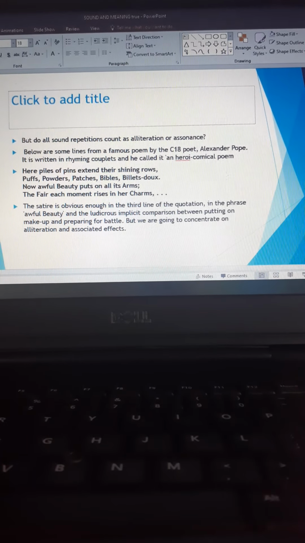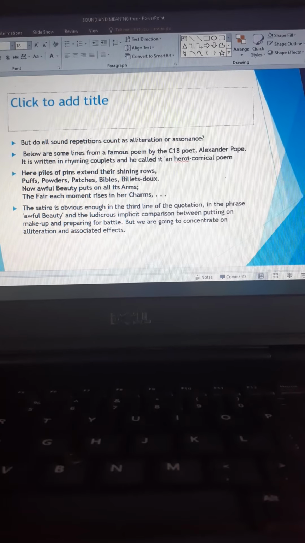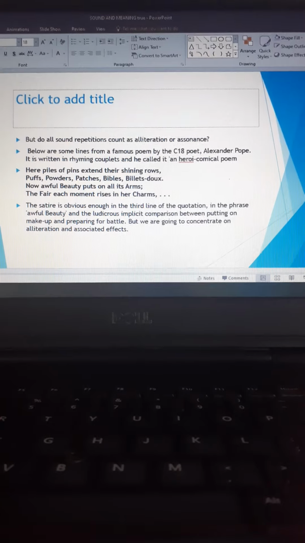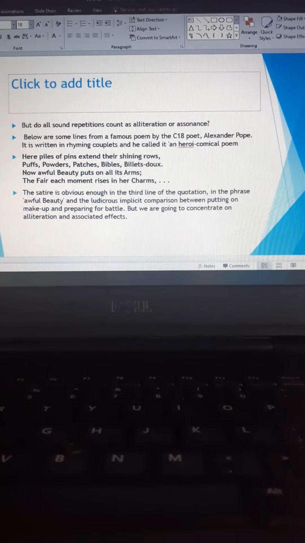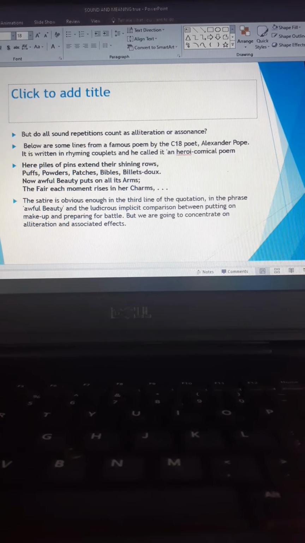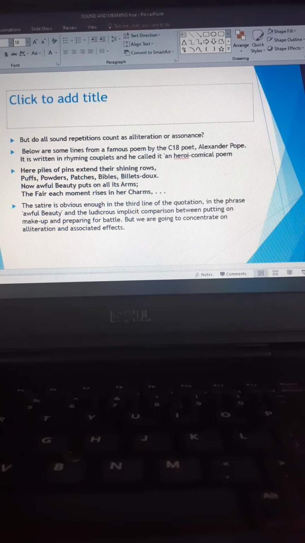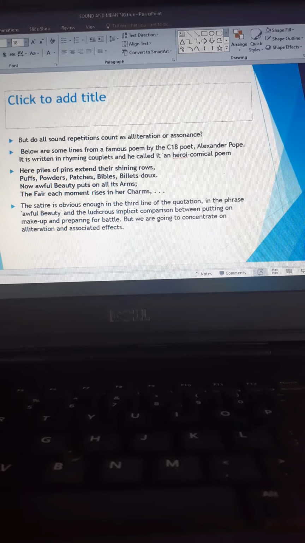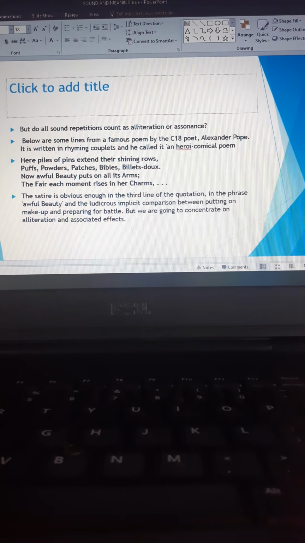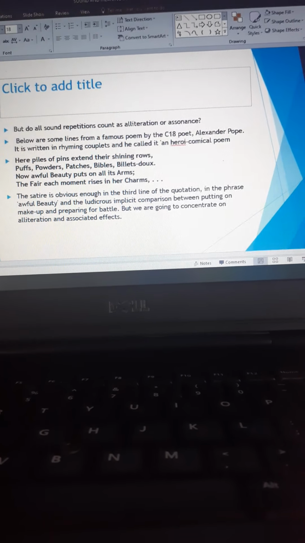Below are some lines from the famous poem by the 18th century poet Alexander Pope. It is written in rhyming couplets, and he called it a heroic comical poem. Here piles of pins extend their shining rows, puffs, powders, patches, Bibles, the violet's docks. Now awful beauty puts on all its arms. The fair each moment rises in her charms.